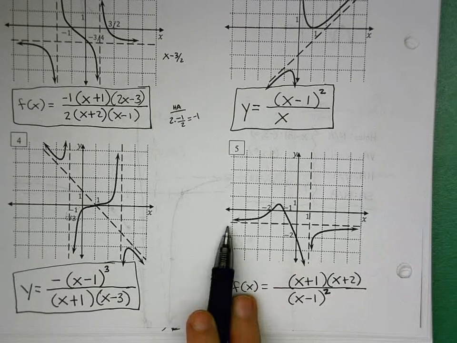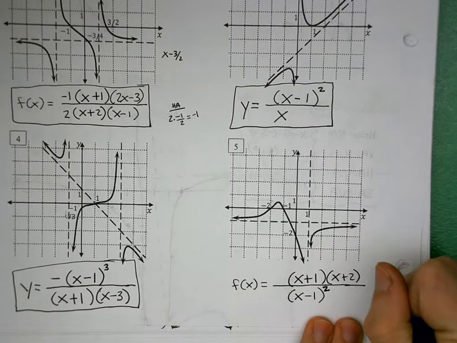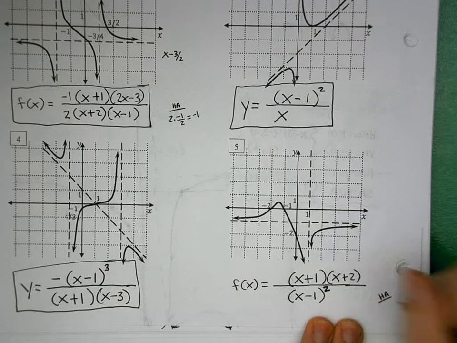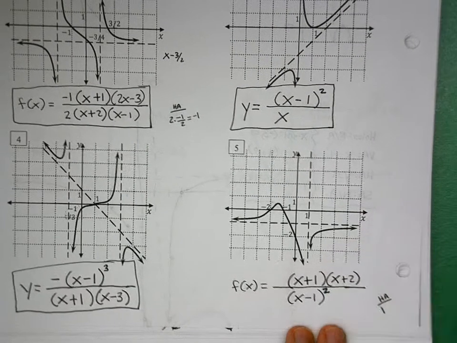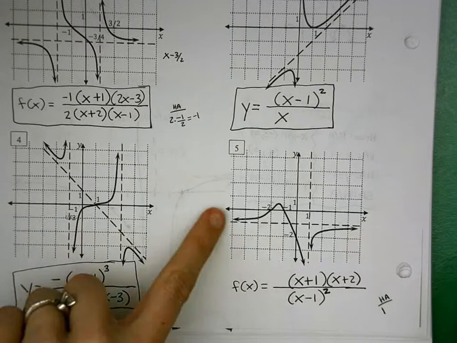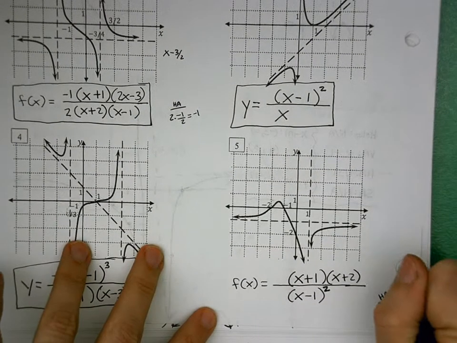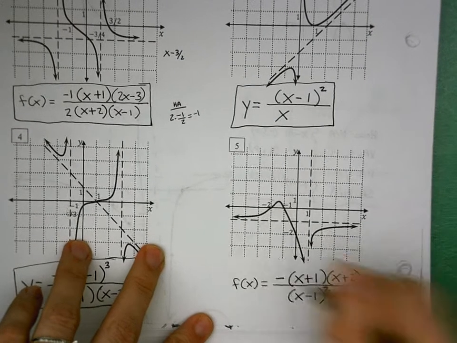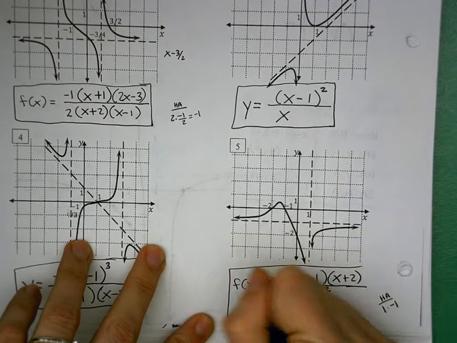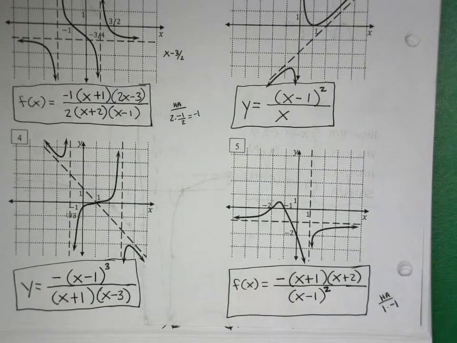My horizontal asymptote should be negative 1. Currently speaking, it is 1 times 1 over 1 times 1, which is just positive 1. And I want it to be negative 1. So what am I going to multiply by? I'm going to multiply by a negative 1. So that negative 1 needs to be in my function. Okay? That's objective 6.